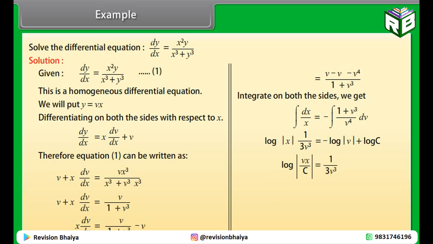Log of mod of vx by c equals 1 by 3 v cube. It implies that vx by c equals e raised to the power 1 by 3 v cube. It implies that y by c equals e raised to the power x cube by 3y cube, or y equals c into e raised to the power x cube by 3y cube.